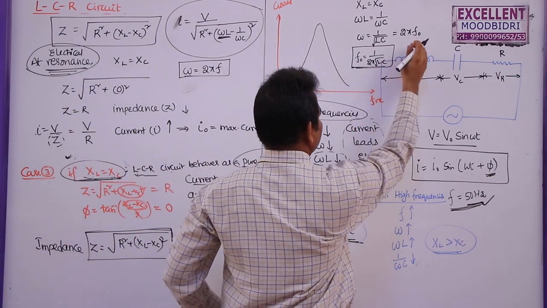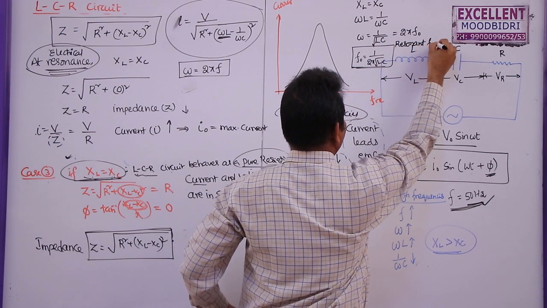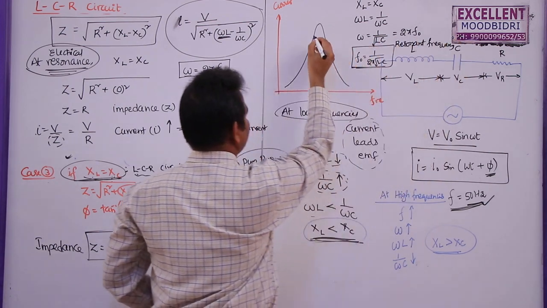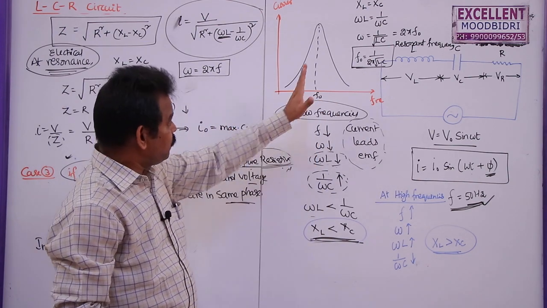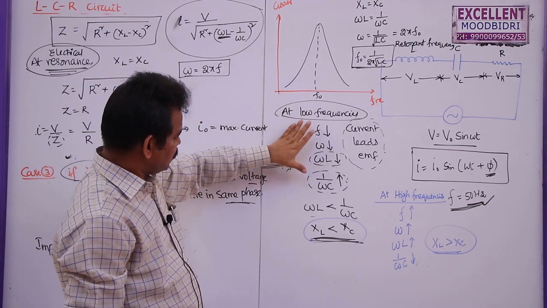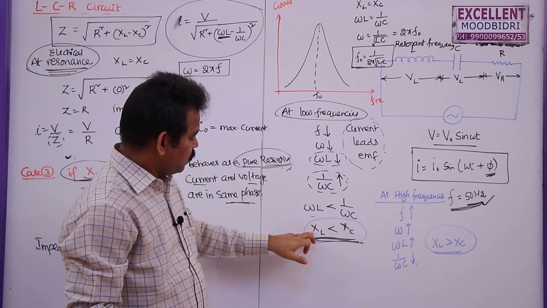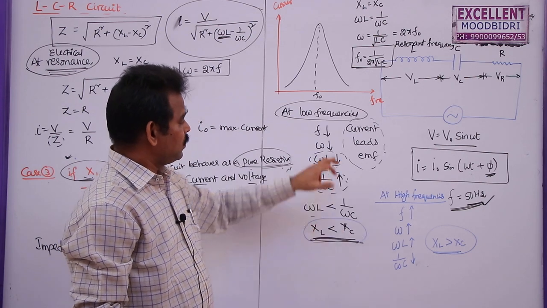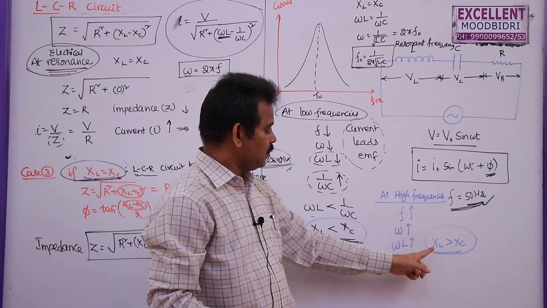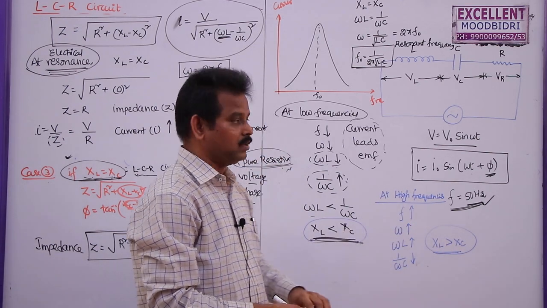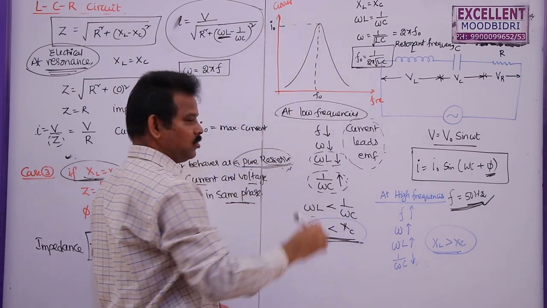So here I am going to write, this is the resonance frequency. I am going to denote that frequency here. This frequency is the resonance frequency. If the frequency is less than resonance frequency, that is low frequency, inductive reactance less than capacitive reactance, current leads EMF. If the frequency is greater than resonance frequency, then inductive reactance greater than capacitive reactance. But at this particular frequency, the current will become maximum. I can write this as I naught.